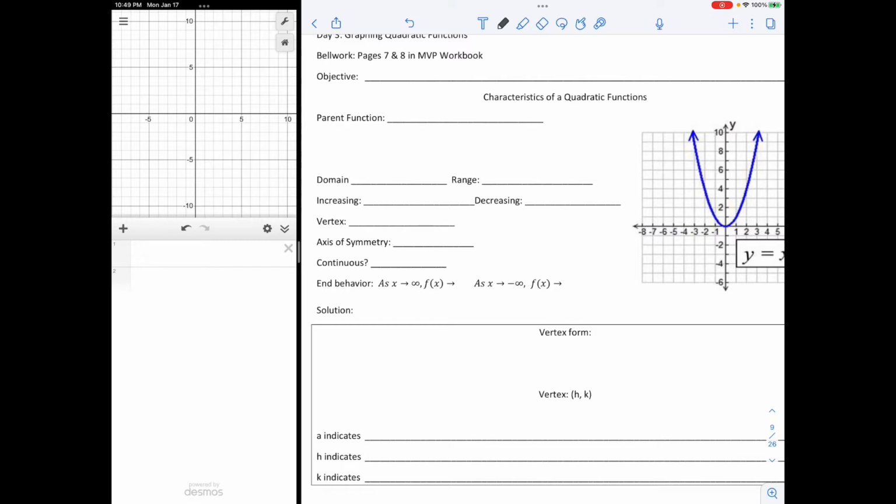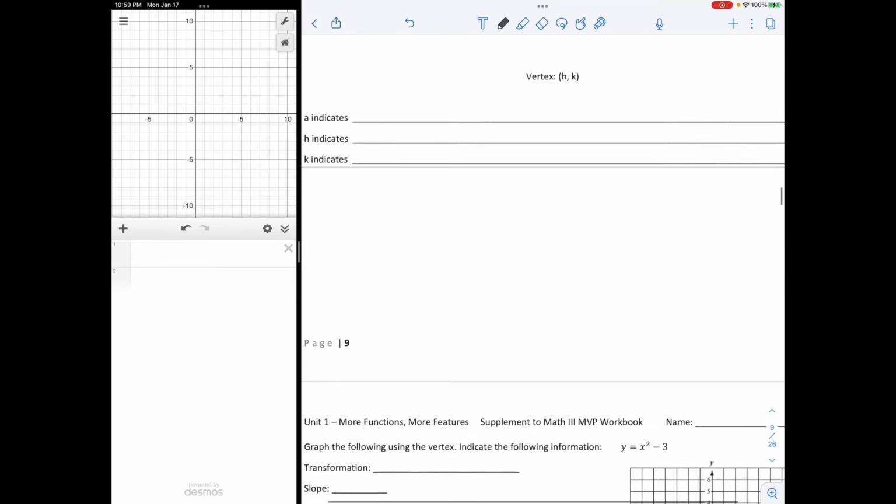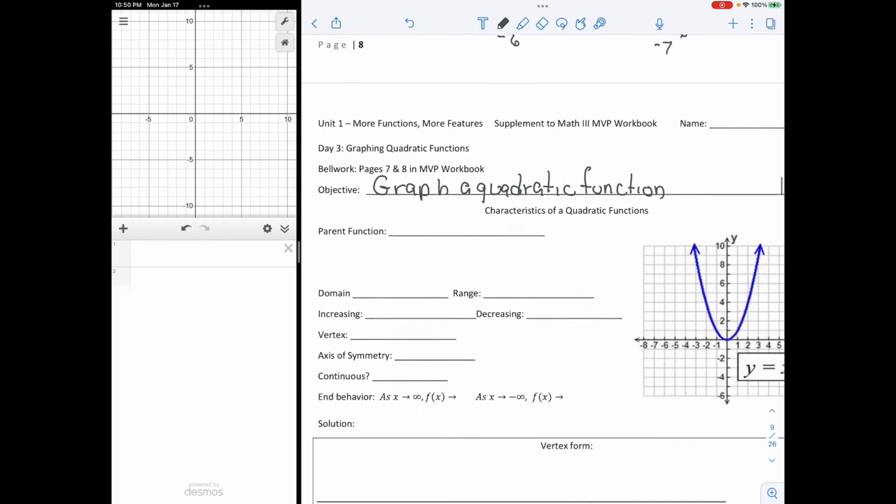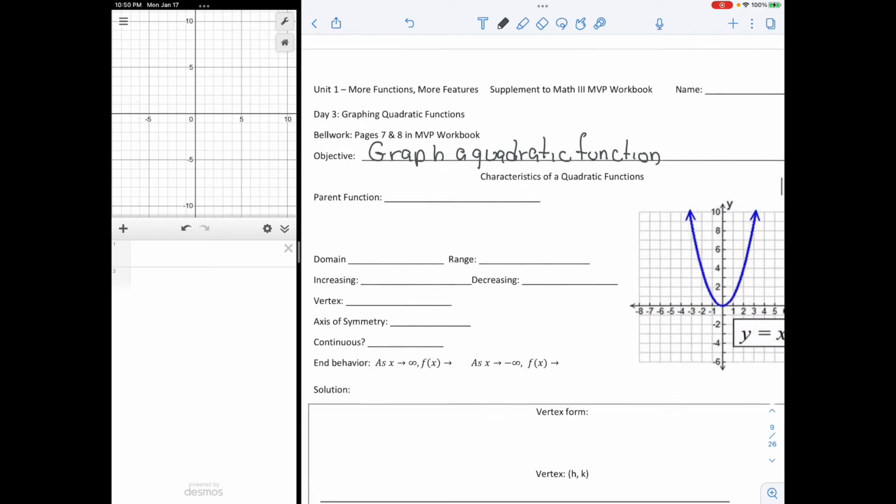Today we are looking at graphing a quadratic function. So our objective today is to graph a quadratic function. And I guess I should tell you that we are on page 9 of your notes. So you want to turn to page 9 of your note packet. Just wanted to make sure I was saying that correctly.